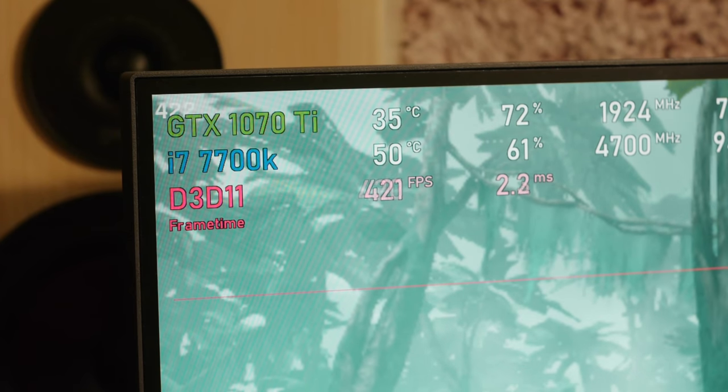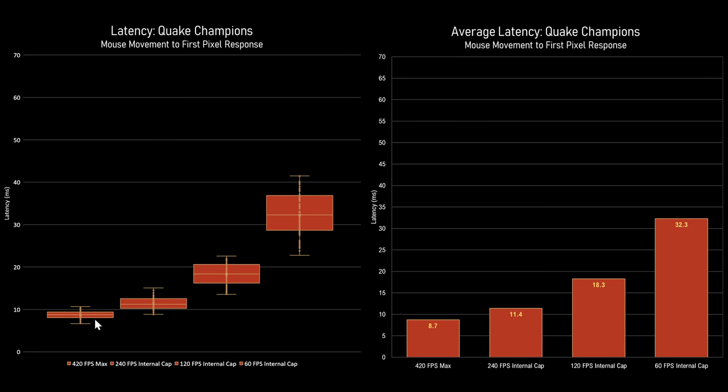Amazingly, looking off into the background of Awoken, Quake Champions can hit 420fps on my 7700K, and in that case, I only measured an average latency of 8.7 milliseconds. That is more than double the lag of what my simple UE4 build was doing at 400fps, but at that frame rate in Quake Champions, my 1070 Ti was at a much higher 59% utilization, compared to 22% for UE4.